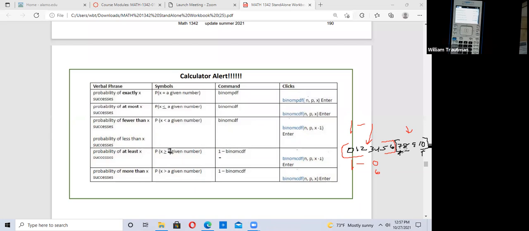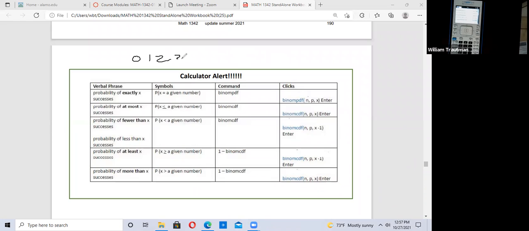Our new calculator will always let us pick the lower one and then the upper one, and then we're good to go. We don't have to do the 1 minus, which is kind of cool, I think. All right, we have one more probability.